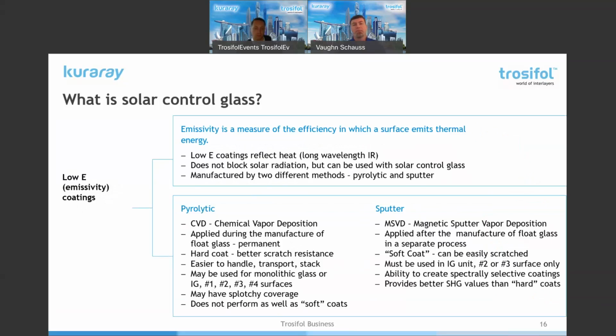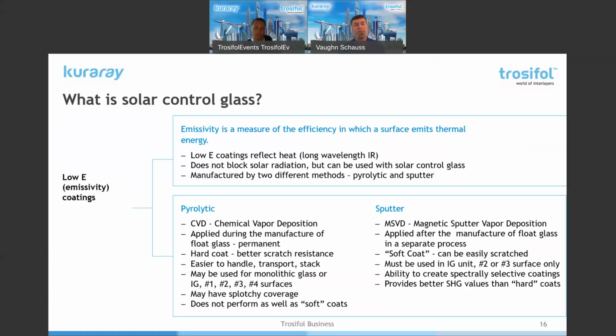Another type of solar control is the low E, or the emissivity coatings. Emissivity is a measure of the efficiency with which a surface emits thermal energy. So how well does it emit the energy, the heat that's from it? Low E coatings reflect the heat, or the long wavelength IR. It doesn't block the solar radiation, but it can be used with solar control glass. And it's manufactured by 2 different methods. You have the pyrolytic method and the sputter coat method.